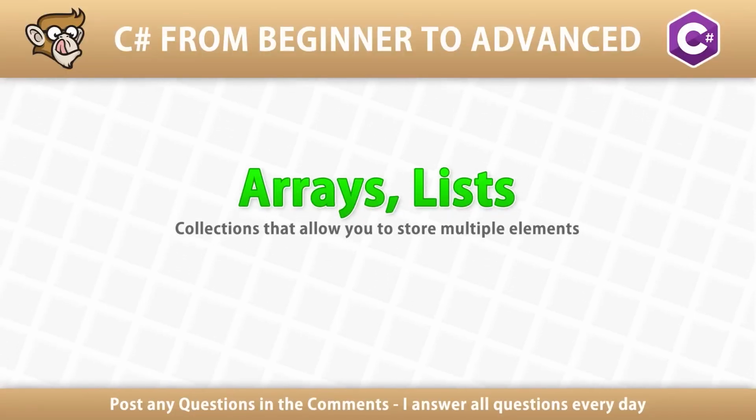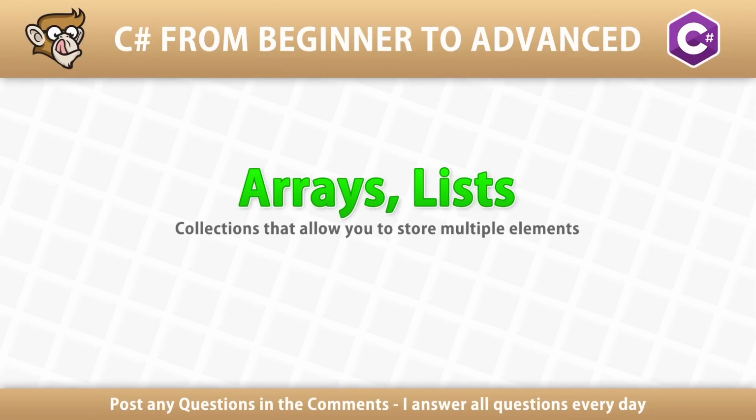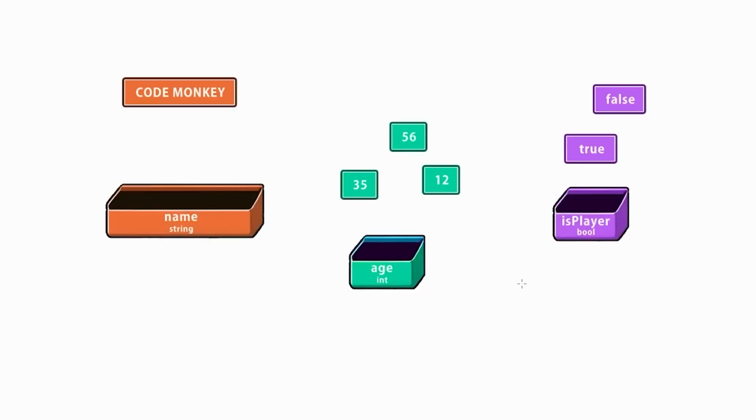In this lecture we're going to learn about arrays and lists. This is how you can store multiple pieces of data together. Okay, so previously we covered the basic data types. For example, you've got int, bool, string, and so on. The variables are essentially just containers for data.